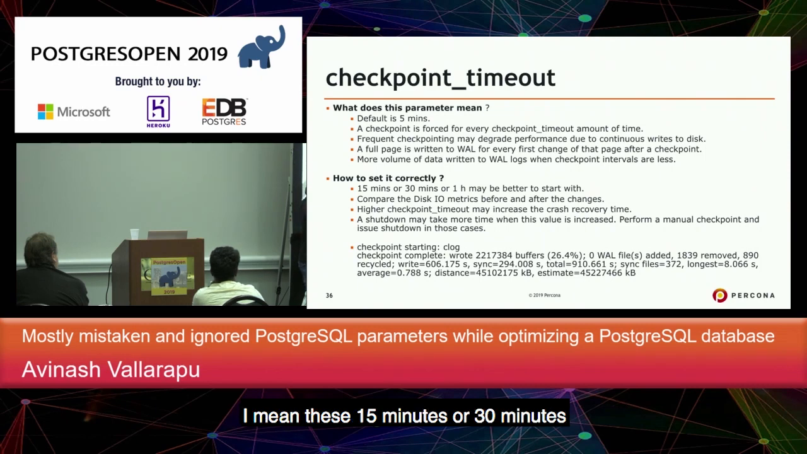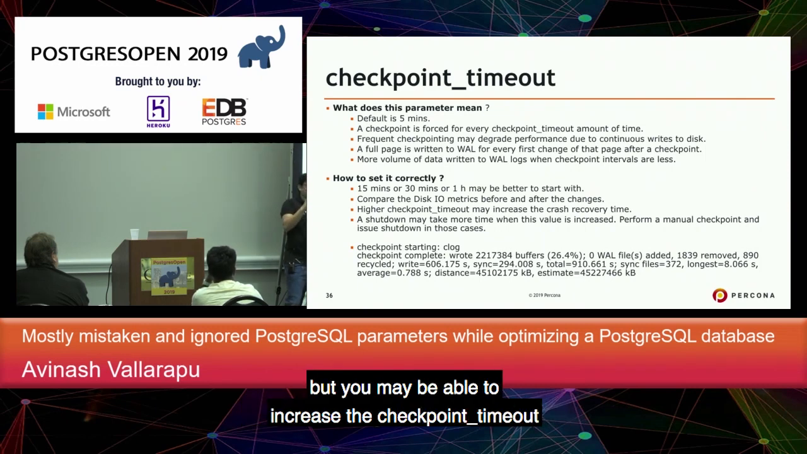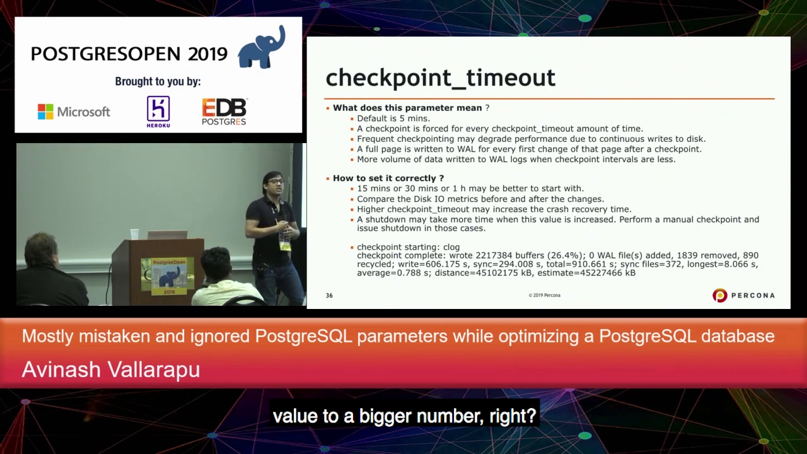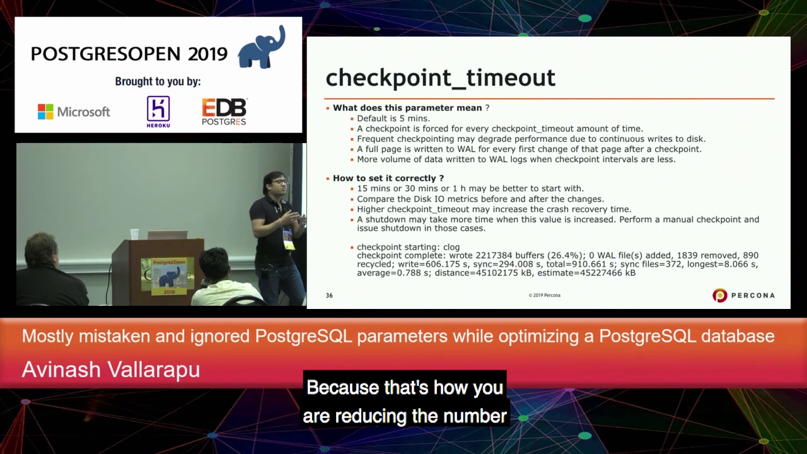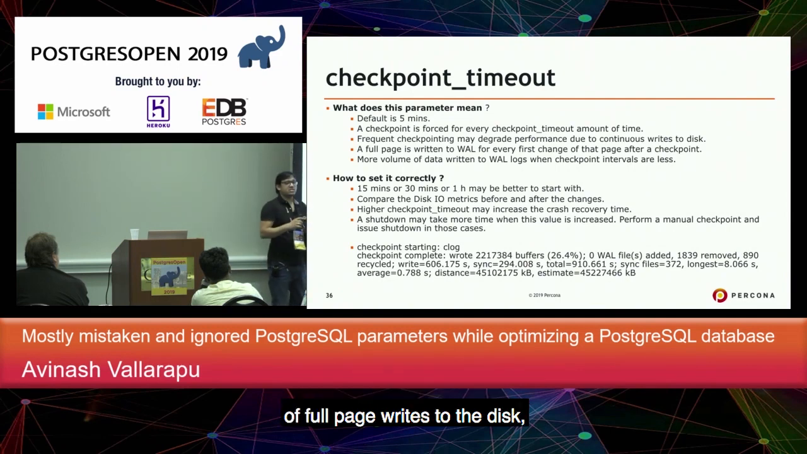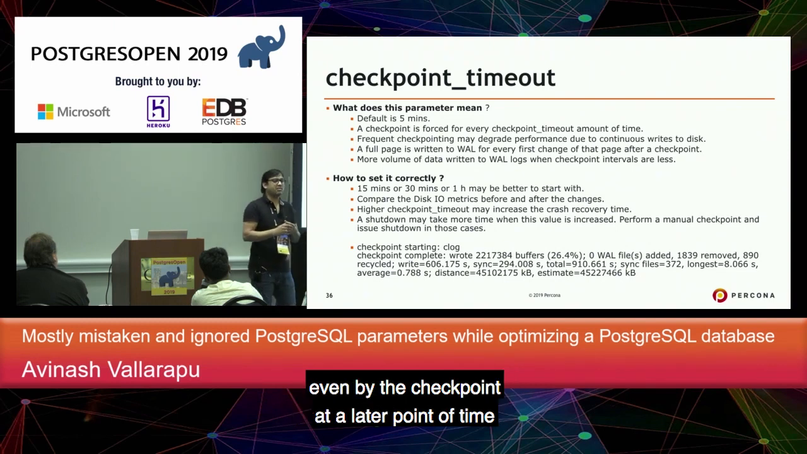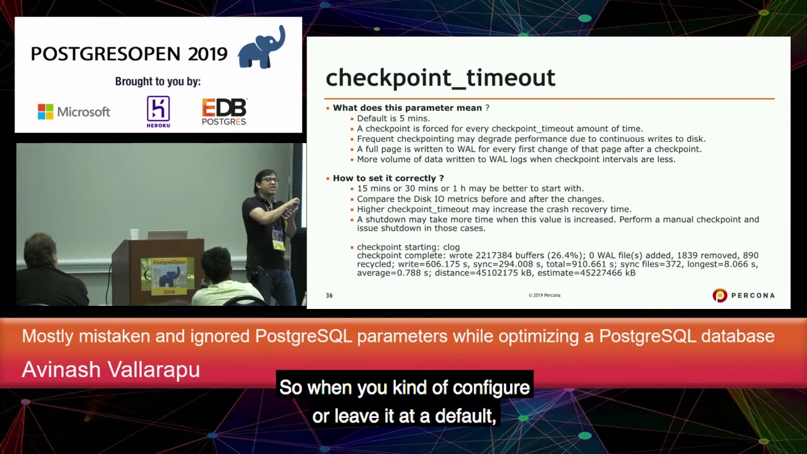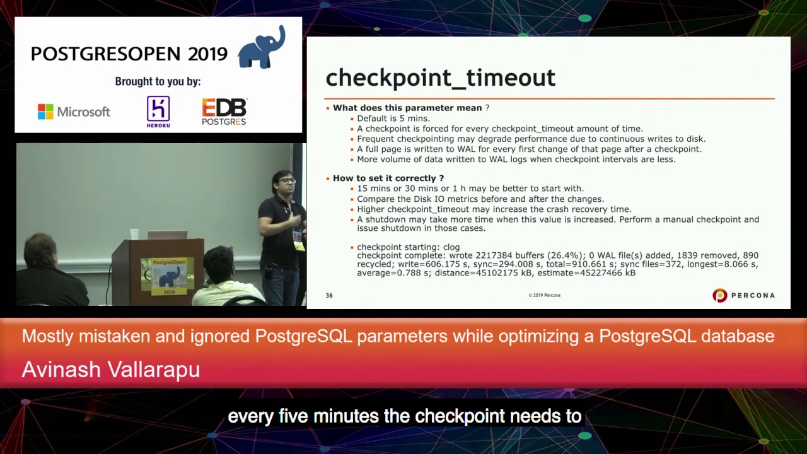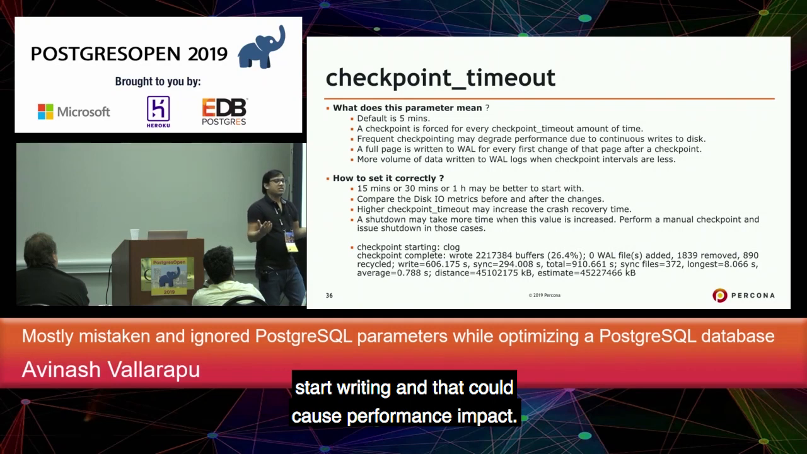I mean, these 15 minutes or 30 minutes could be some magic numbers just to show you, but you may be able to increase the checkpoint timeout value to a bigger number, right? Because that's how you're reducing the number of full page writes to the disk, to the WALs. And so the amount of work that needs to be performed even by the checkpointer at a later point of time is pretty less. So when you leave it at the default, every 5 minutes the checkpoint needs to start writing, and that could cause performance impact.